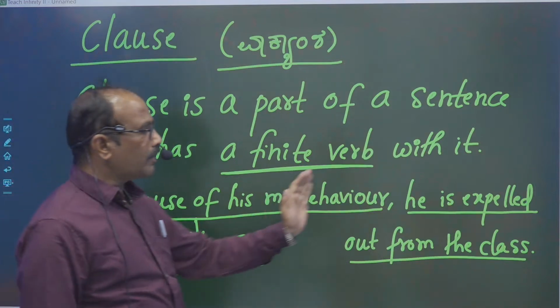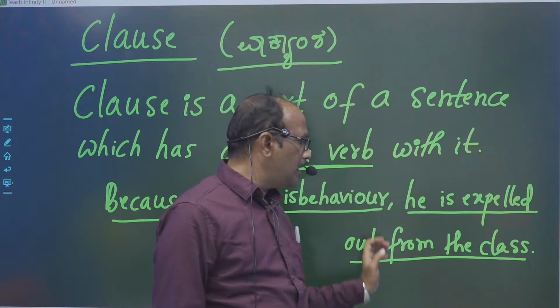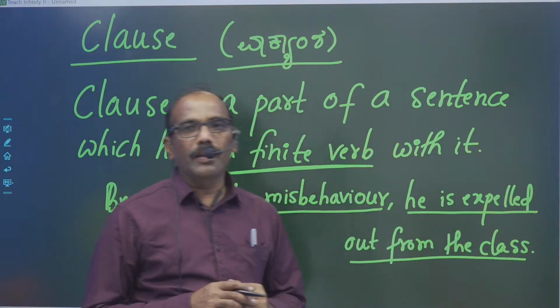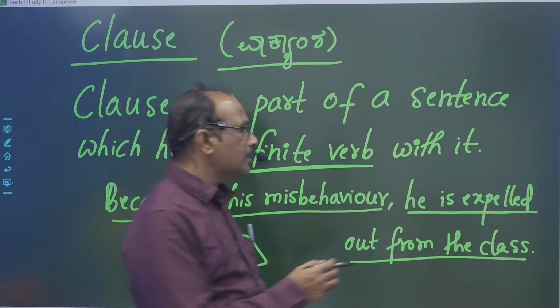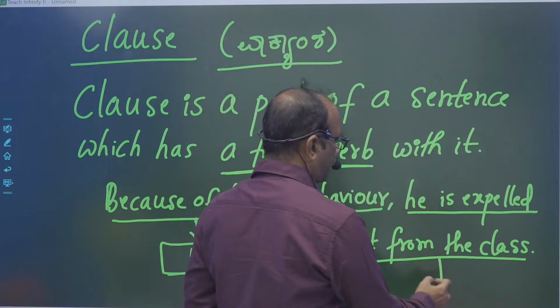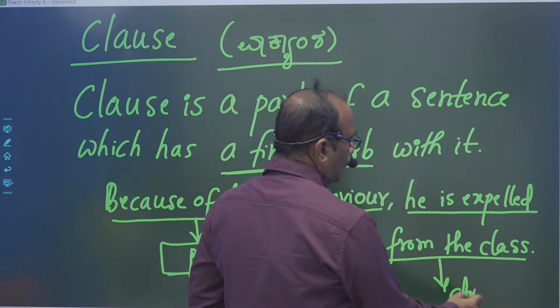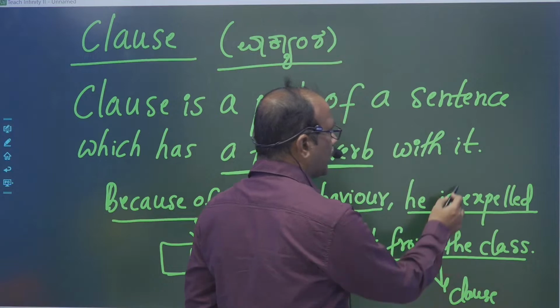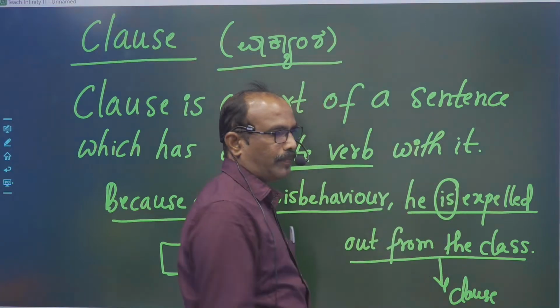But this part of a sentence, he is expelled out from the class. He is expelled out from the class. This is considered as a clause. ಇದನ್ನ ನಾವು ಕ್ಲಾಸ್ ಅಂತ ಕನ್ಸಿಡರ್ ಮಾಡಬಹುದು, because we have a finite verb here, is.